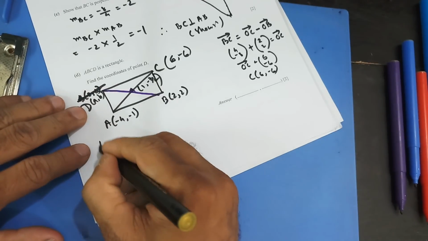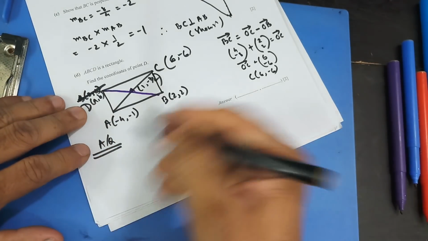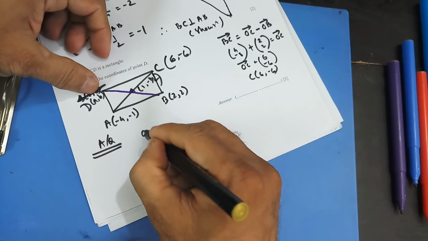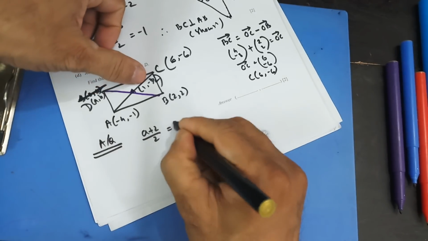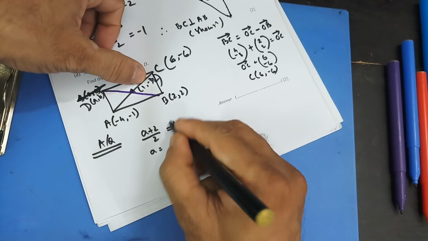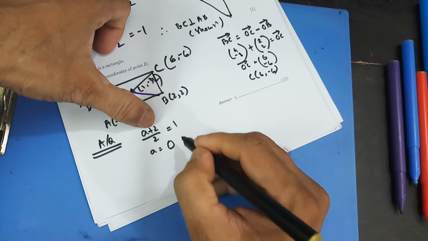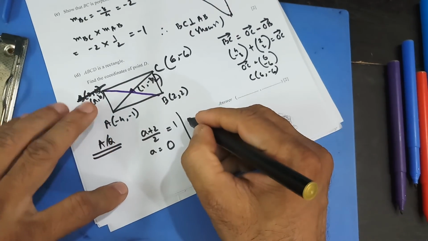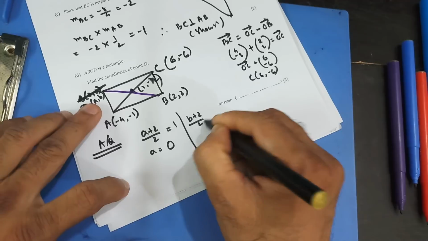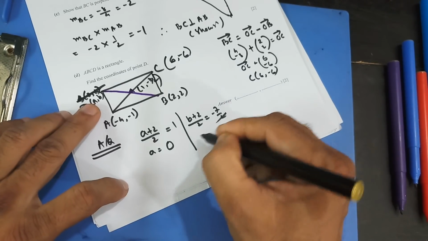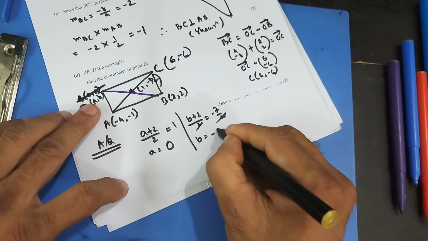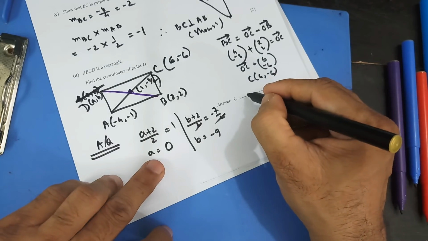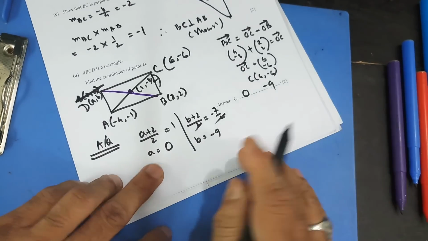So according to the properties of that, (a plus 2) divided by 2 equal to 1, so a equal to 2 minus 2, that's going to be 0. Okay, and (b plus 2) divided by 2 equal to -7 by 2, 2 cancel out, therefore b equal to -9. So D is going to be (0, -9). So that's done.